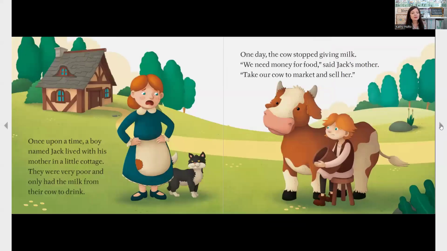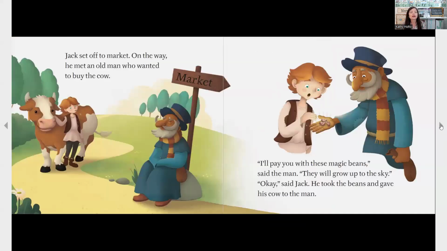Once upon a time, a boy named Jack lived with his mother in a little cottage. They were very poor and only had the milk from their cow to drink. One day, the cow stopped giving milk. "We need money for food," said Jack's mother. "Take our cow to market and sell her." Jack set off to market.